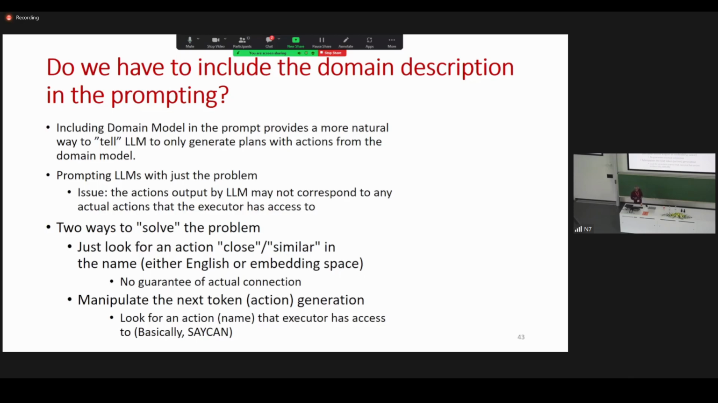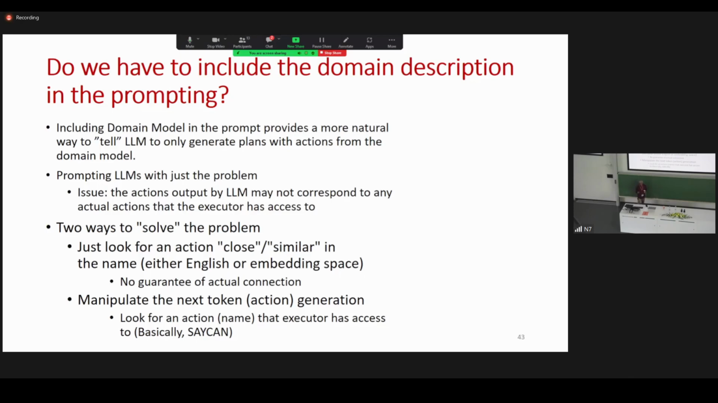Okay, so in general, if I give the domain, then at least I make sure that the constraint is you're supposed to use the actions that are available, which is a very reasonable thing to do in planning. If you just prompt LLMs with just the problem, then the actions output by the LLM may not correspond to any actual actions that the executor has access to.